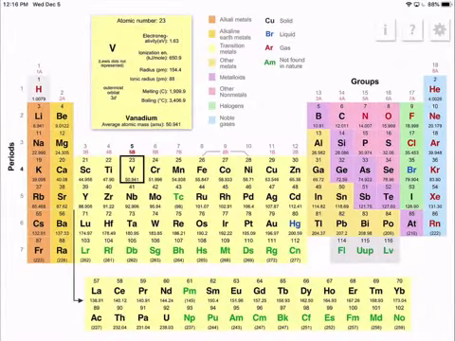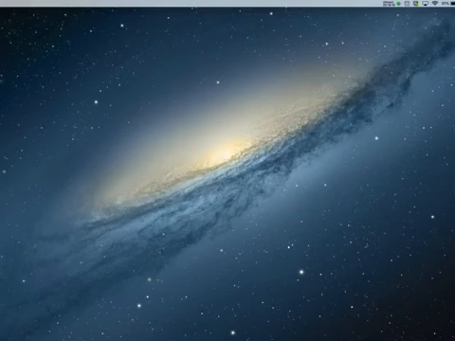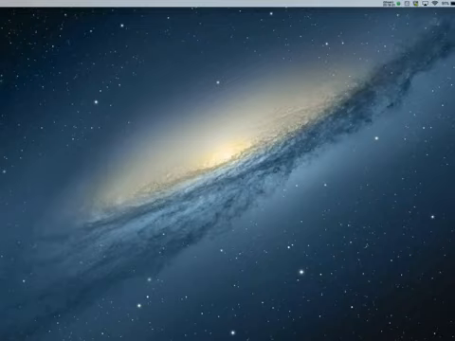So chromium is here. And chromium's electronic structure is going to be argon, 4s2, 3d4. Sorry, it's 4s2, 3d4.